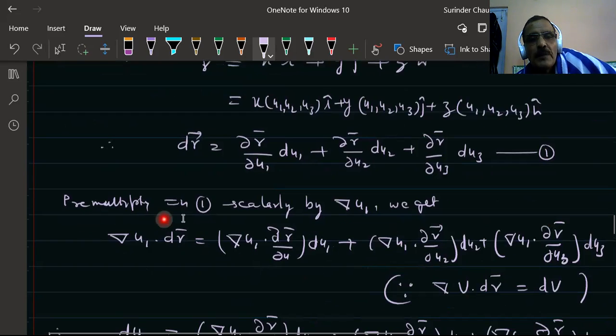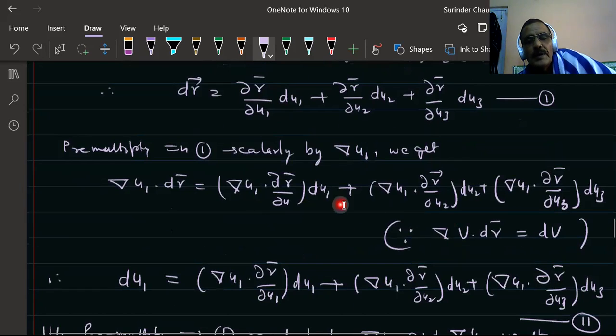Now, pre-multiplying this equation scalarly by del u1, we get del u1 dot dr. What will we get? Del u1 dot dr is equal to du1. Similarly, del u2 dot dr is equal to du2, and del u3 dot dr is equal to du3.